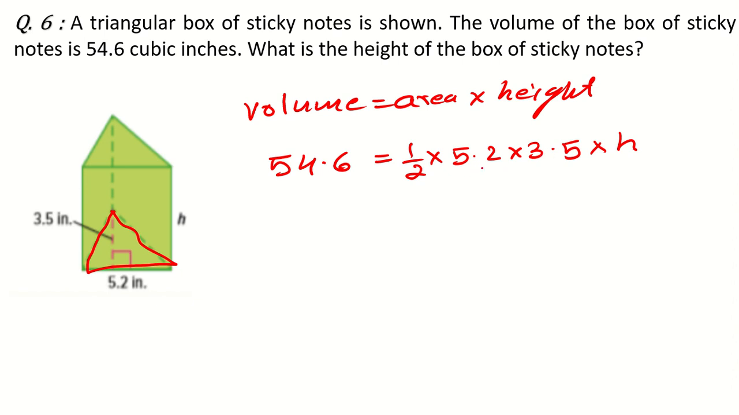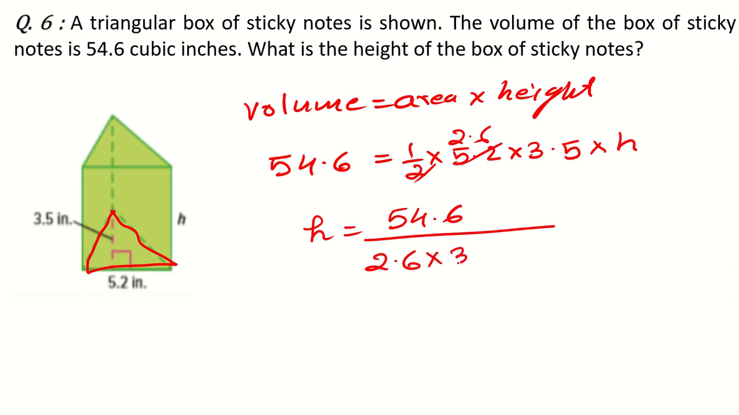Now how can we do this thing? Okay, we can do it like 5.2 divided by 2 is 2.6. So h is equal to 54.6 divided by 2.6 times 3.5. Okay, now if calculator is not allowed in your exam, then you can do it manually also. Okay, but if it is allowed, definitely you will go with the calculator.